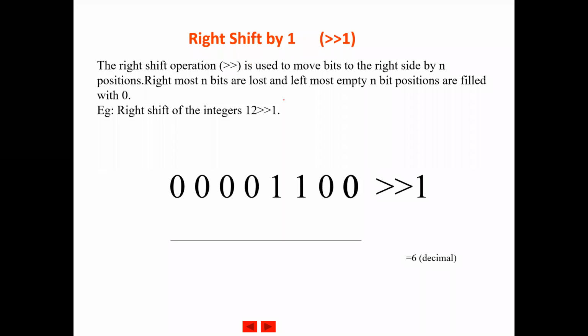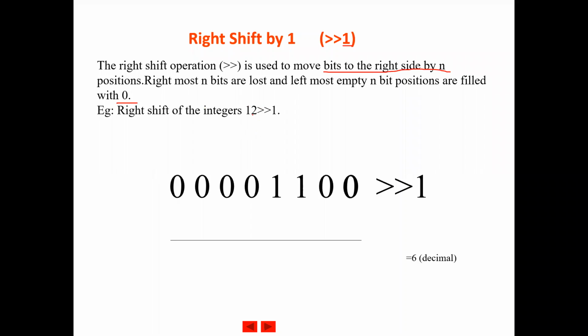Now the next bitwise operator is the right shift. I am just showing you a normal right shift. That is what you need to understand. The right shift operator is indicated by two greater-than symbols, and is used to move the bits to the right side by n. If you are indicating 1, the bits will be shifted 1 position towards the right, and the empty position on the left will be filled with 0. Are you getting it?